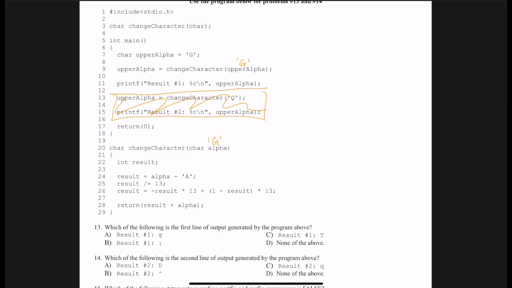So g is the 7th letter of the alphabet, a is the first. So whatever the difference is will be equivalent to 7 minus 1. So result equals 6. 6 divided by 13, int divided by an int is going to be 0. We don't care about the remainder or decimal, fraction, anything. It's just the whole number value. So result equals 0.